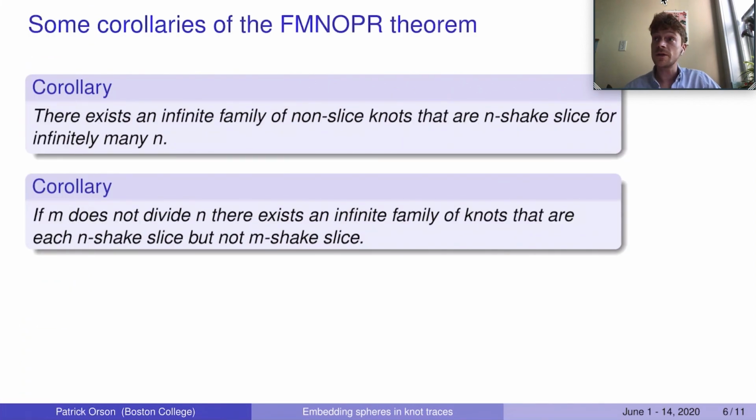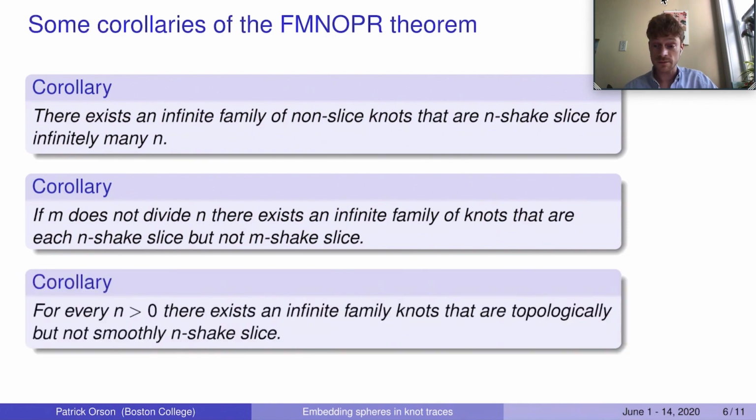And then the final corollary is, well, hinting at the analogy to Alexander polynomial 1, and the main use of this theorem recently has been to construct exotic slice disks. So we have a similar theorem. So for every n greater than 0, there is an infinite family of knots that are topologically but not smoothly n-shake slice.